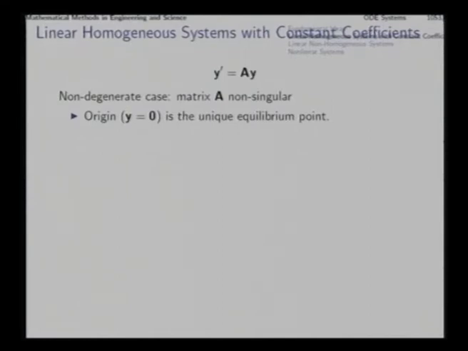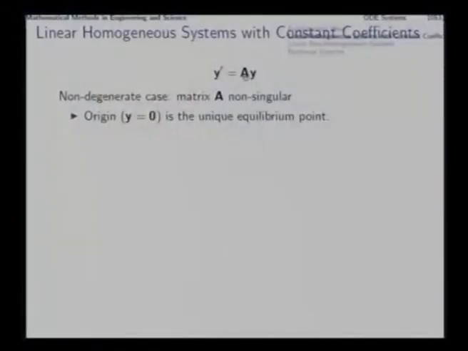Now, the fundamental reason for omitting the case of singular A matrix is this. However, as we take this assumption that matrix A is non-singular, much of our work also gets simplified.